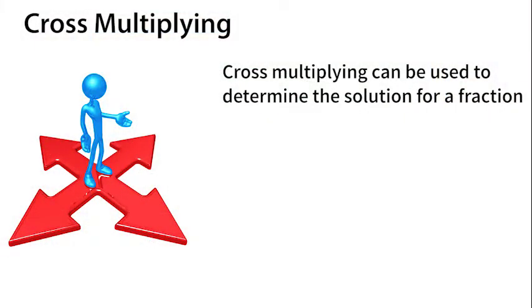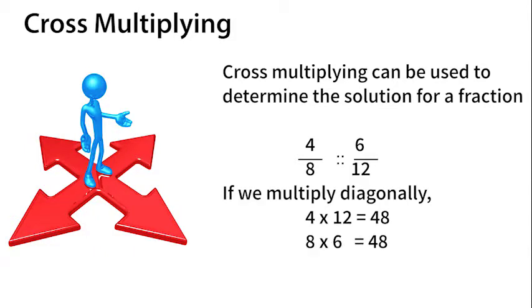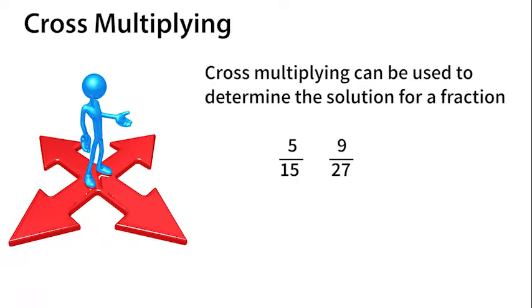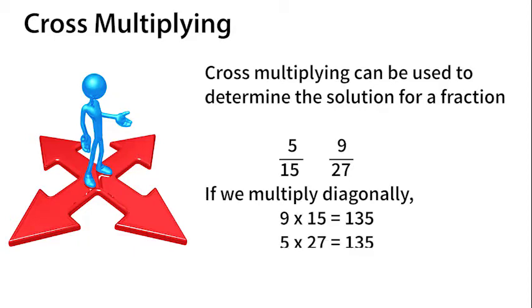Now, we can also use the cross multiplying method, which is the fraction method. So if we had 4 eighths in relationship to 6 twelfths, 4 times 12 equals 48, and 6 times 8 equals 48. Another example, if we took 5 over 15 in proportion to 9 over 27. Now 9 times 15 gives us 135, and then 5 times 27 also gives us 135.